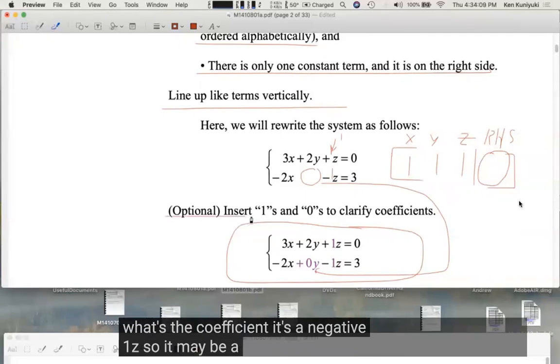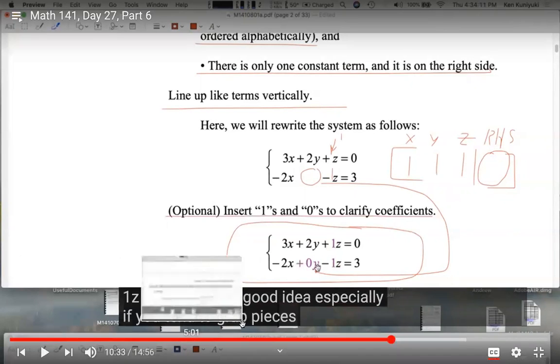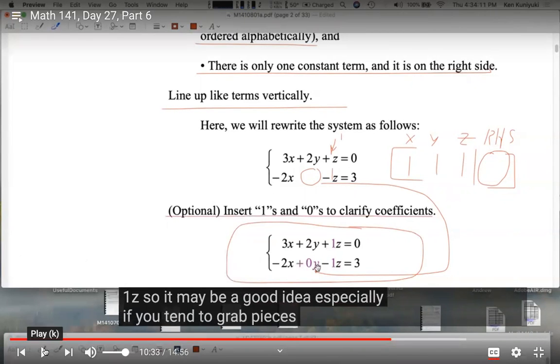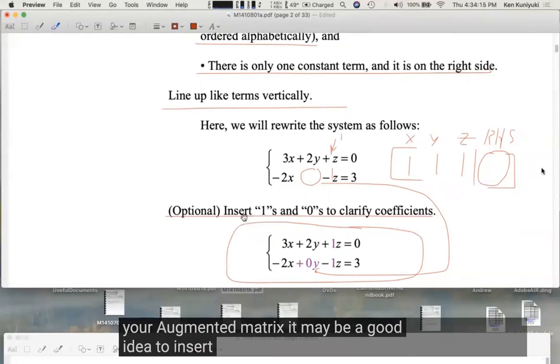The coefficient is negative 1, I should say. Grab the pieces here to form your augmented matrix. It may be a good idea to insert coefficients of plus or minus 1 and 0.